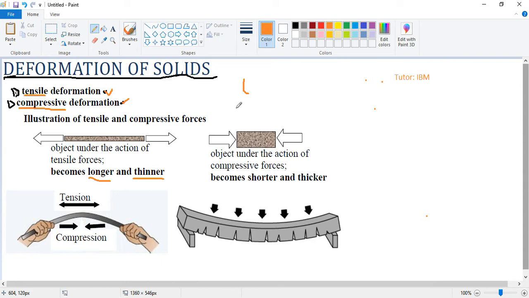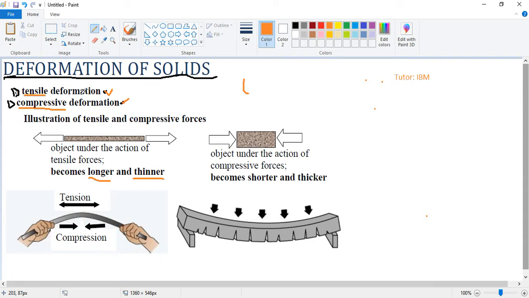So when an object is subjected to tensile forces, it's most likely going to become longer, in other words, increase in length, and thinner, in other words, decrease in cross-sectional area. So when an object is under tension, it undergoes what we call tensile deformation.